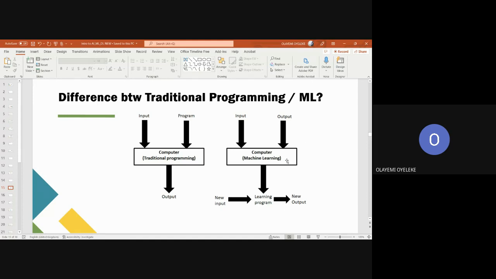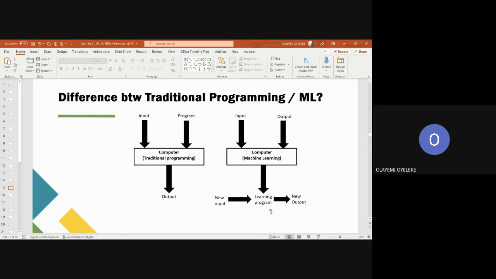But when it comes to machine learning, now it is a different ball game. Here we have the outputs, and then we have the inputs. So you will feed data sets that contain the outputs and the inputs into a machine learning algorithm. The algorithm learns from the inputs and outputs and develops a learning program, which you can also see as a trained model. The trained model can now be used to take in new inputs and generate new outputs. So you can see the flow in machine learning is quite different from traditional programming.